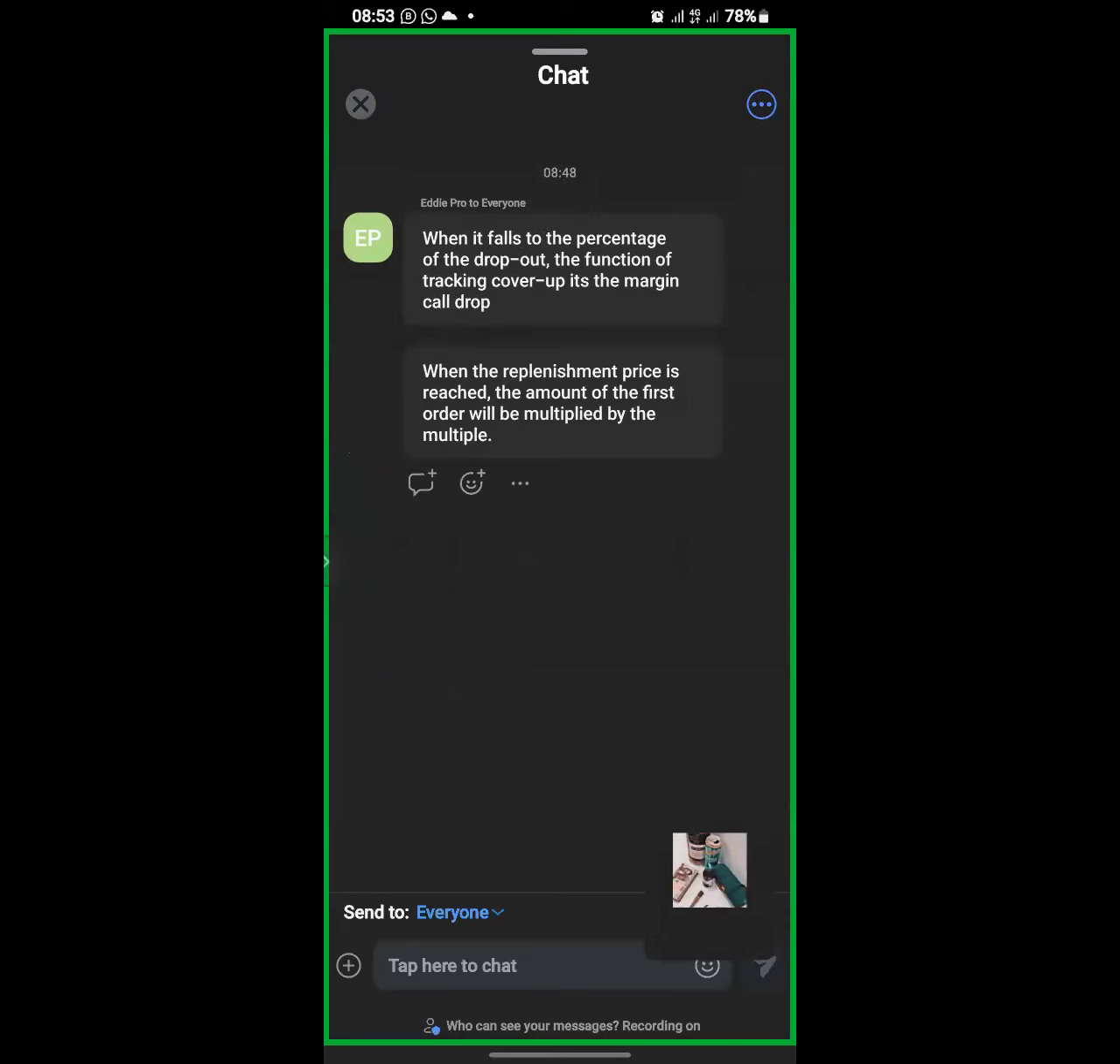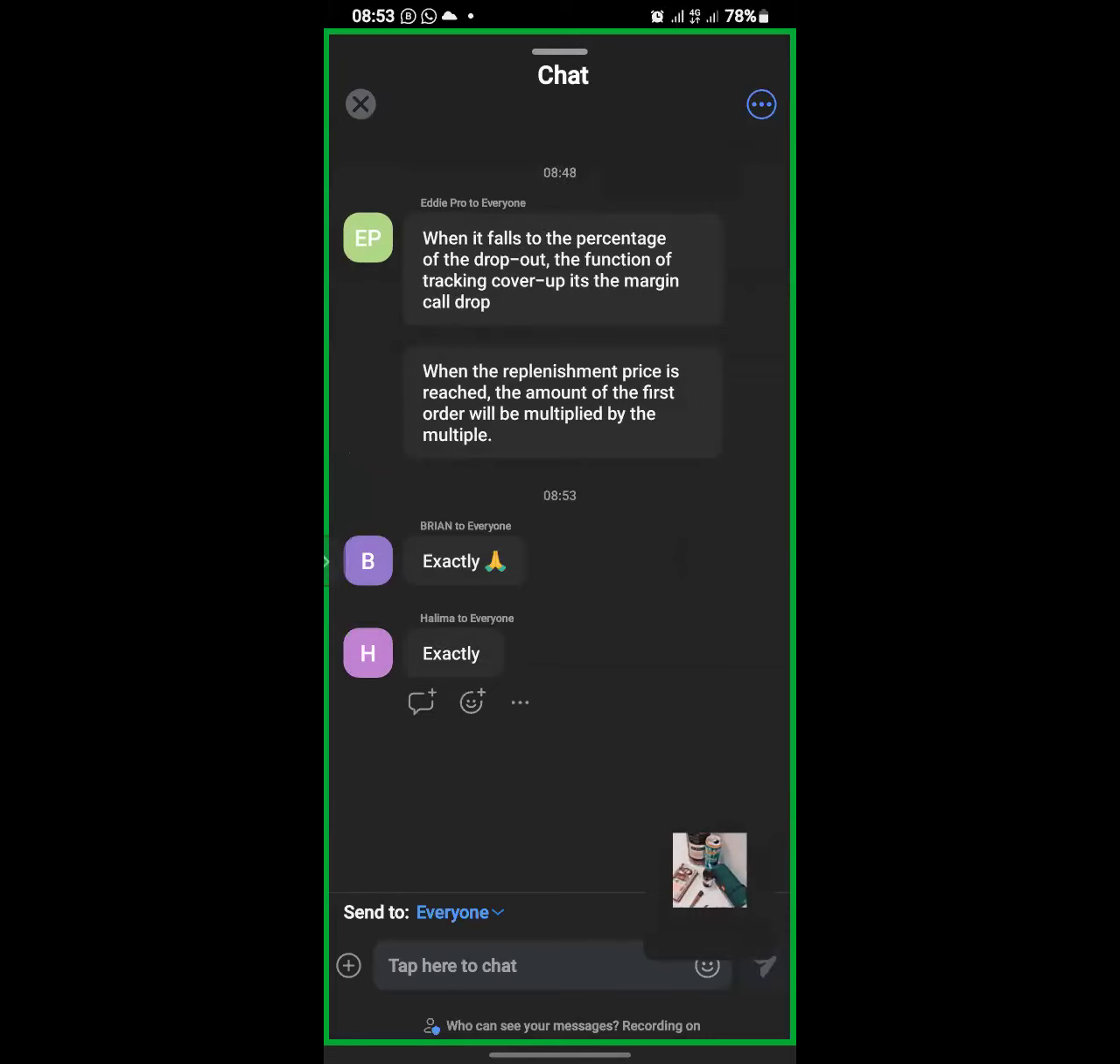Okay, better explanation. When it falls to the percentage of the drop, the function of the tracking cover up, when the replenishment price is reached, the amount of the first order will be multiplied by. Good explanation.